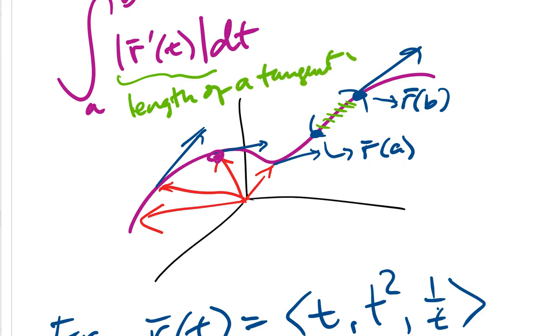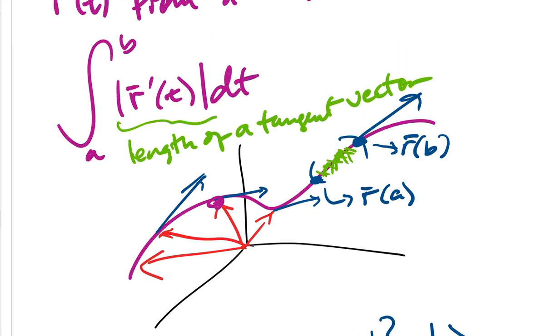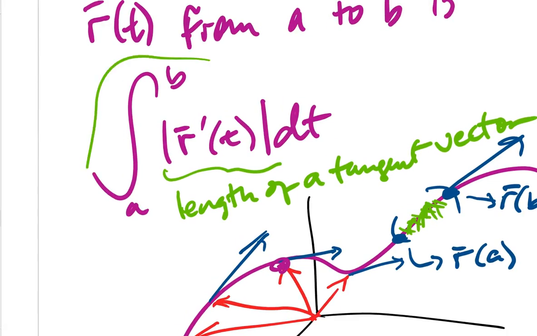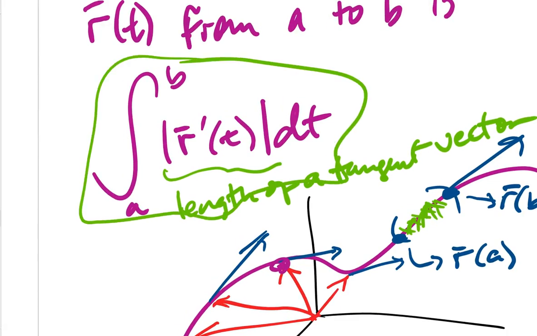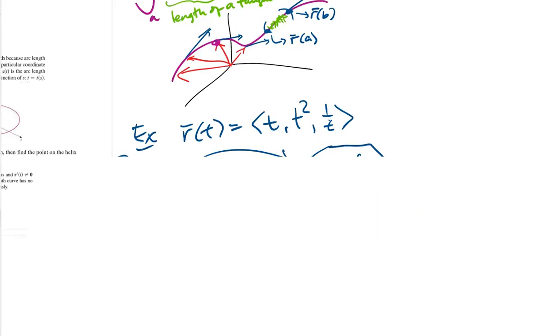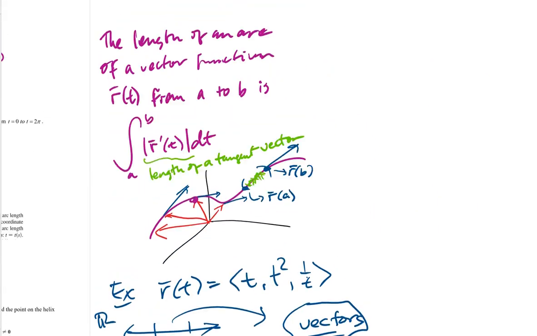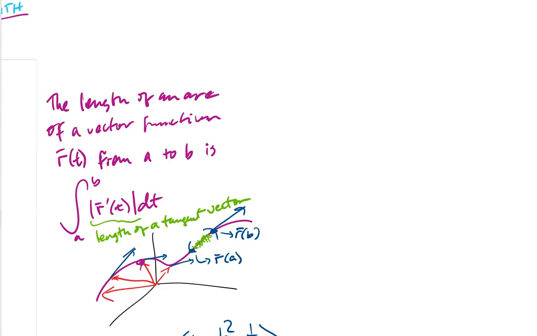And so it seems logical to add up all the tangent vector lengths to find the length of a curve. And so that's what we're doing here. This is a formula I'd like you to memorize. A little more detailed version of that formula would be the following.